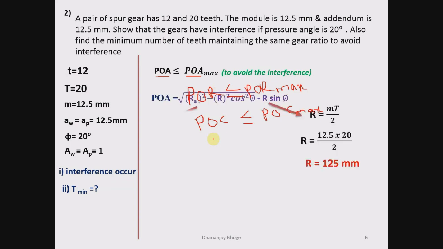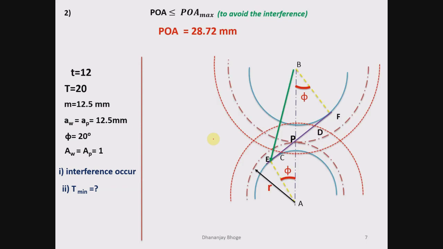Now let us try to understand this. Look at this diagram. Which is the path of approach? If this is the driving gear, which is the path of approach? CP. Contact begins at point C and contact ends at point D. So path of approach is CP. Now to avoid the interference, what will be the maximum path of approach? Up to where can point C go?